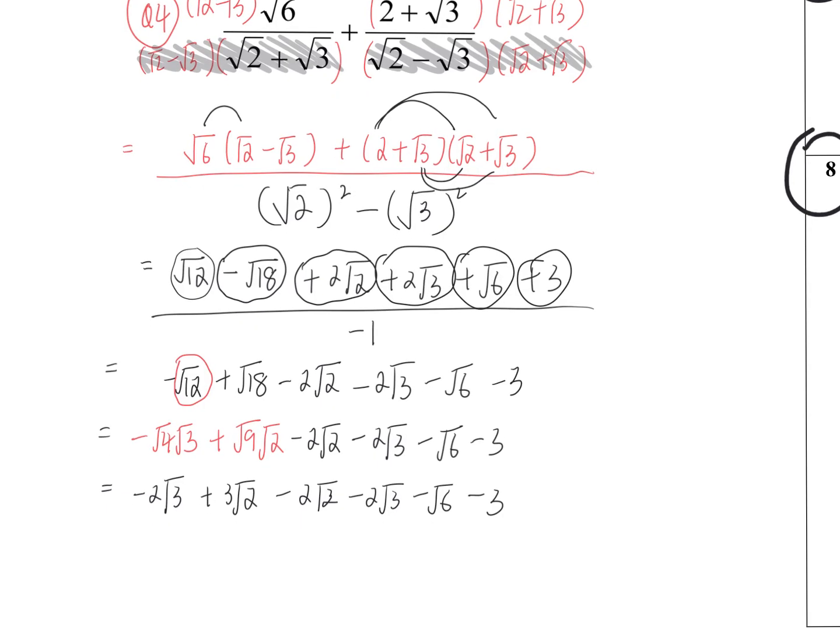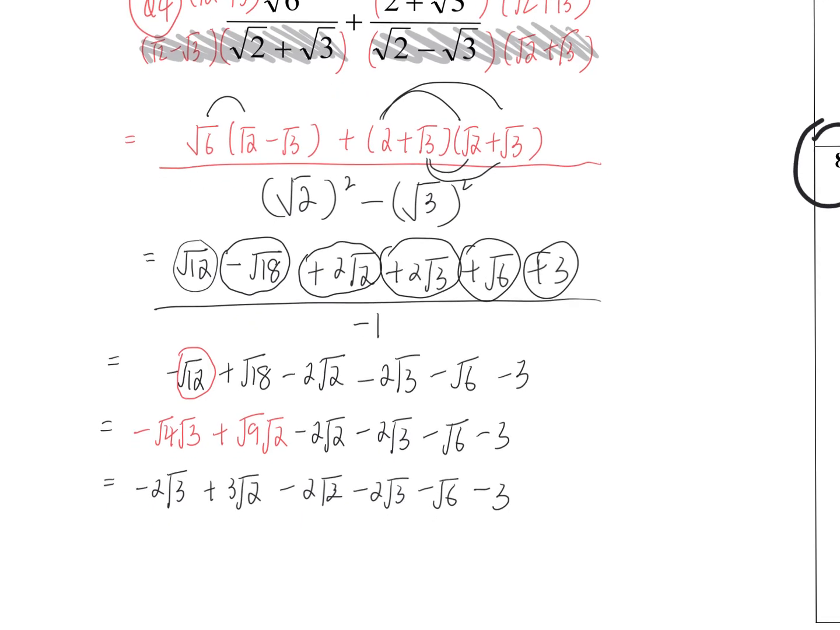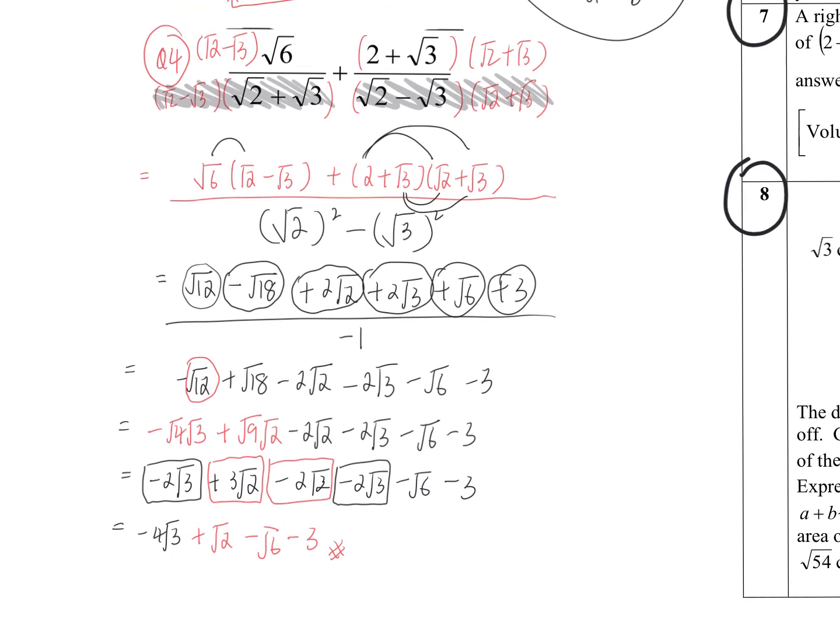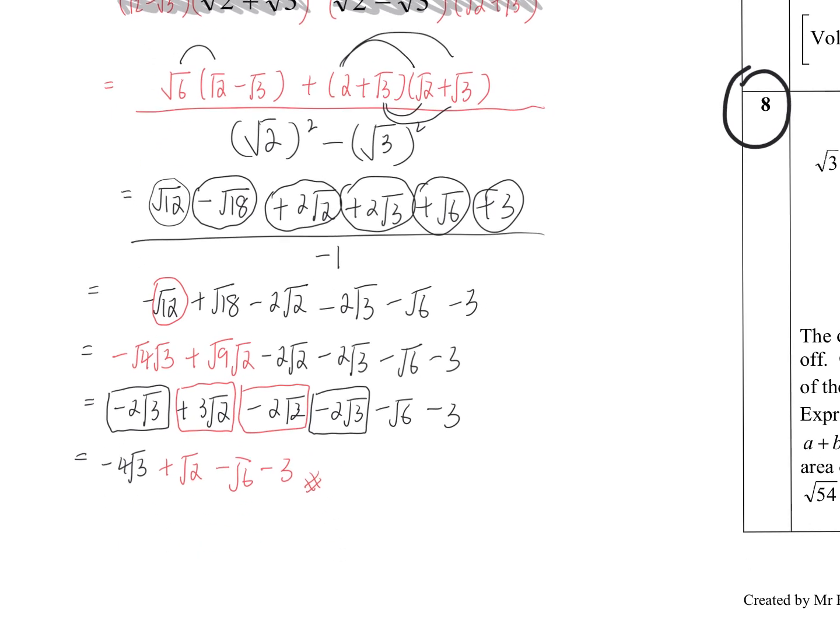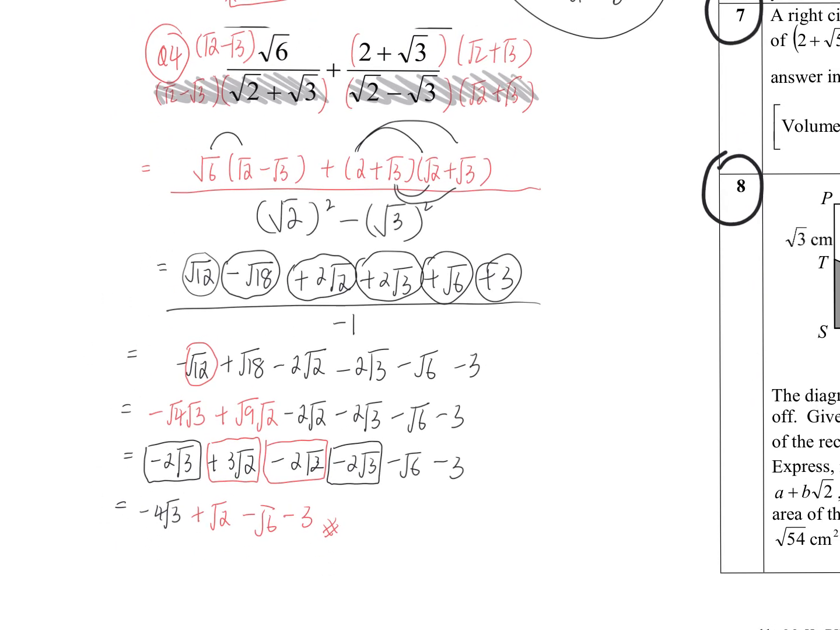Actually, you don't need to copy anything. Oh no, this one I do. Okay. So this is minus 4 root 3. Between these two, you'll be left with root 2. And then the rest are all different. Just keep them as they are. No need to force them together. So this is the final answer. This question 4.